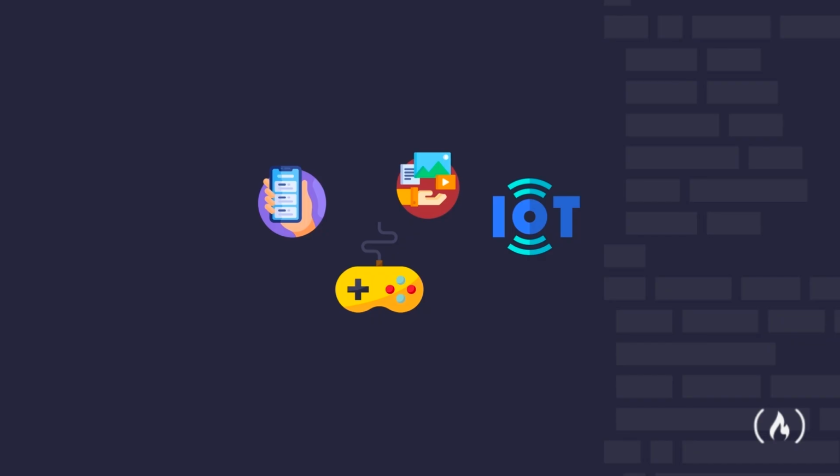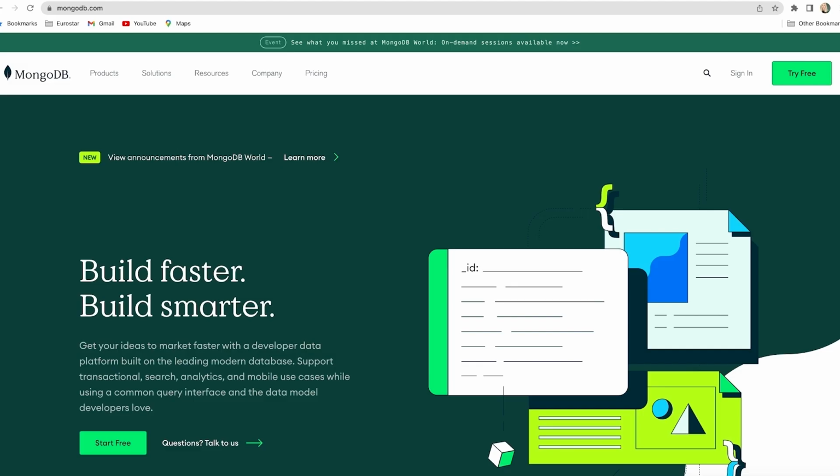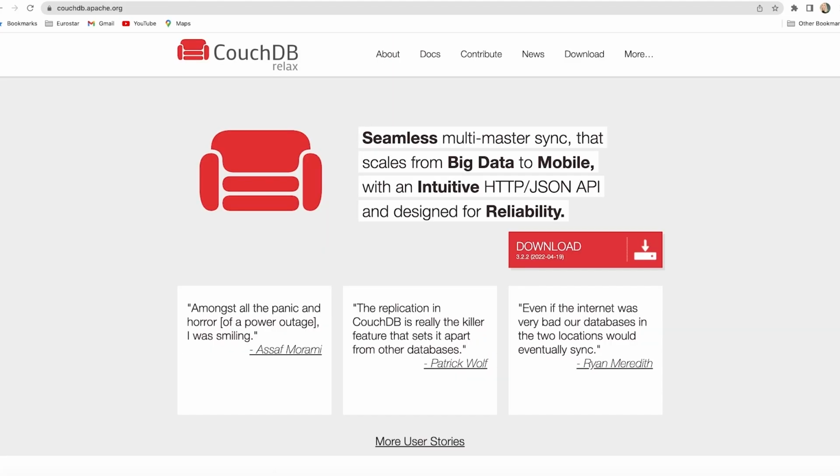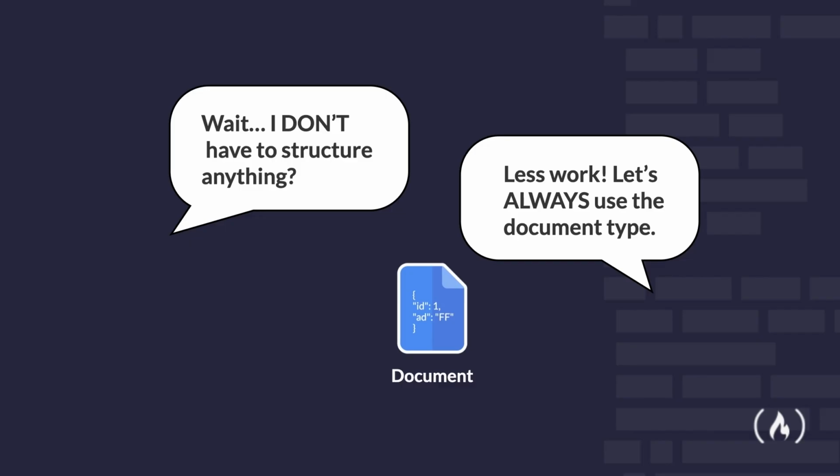They don't require joins as they use hierarchical collections of denormalized data where fields can be indexed. Popular open source options here are things like MongoDB, Couchbase, and CouchDB. So, wait, I don't have to decide how my data is going to be structured? That sounds great. So why wouldn't I use that all the time?